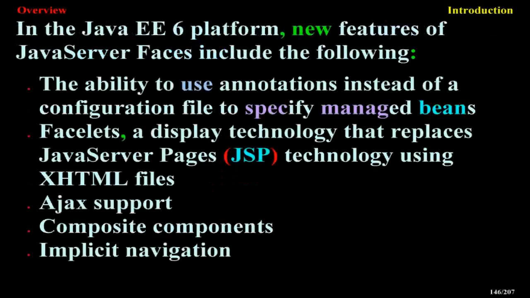In the Java EE 6 platform, new features of JavaServer Faces include the following: the ability to use annotations instead of a configuration file to specify managed beans, facelets, a display technology that replaces JavaServer Pages (JSP) technology using XHTML files, AJAX support, composite components, implicit navigation.